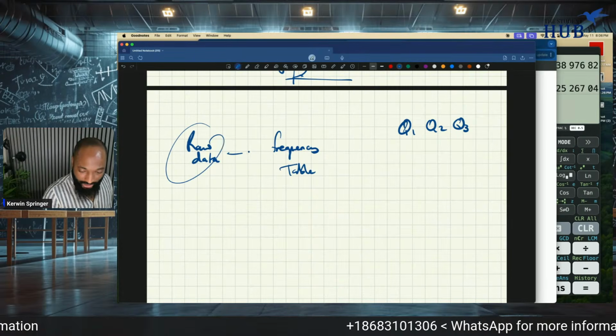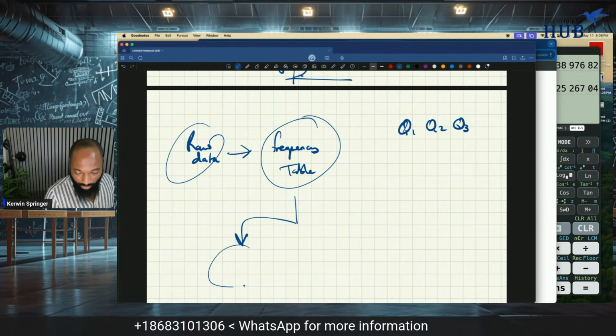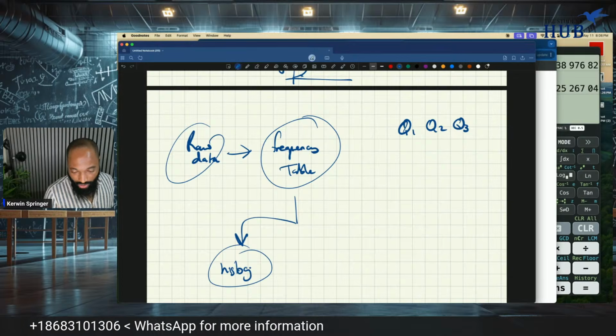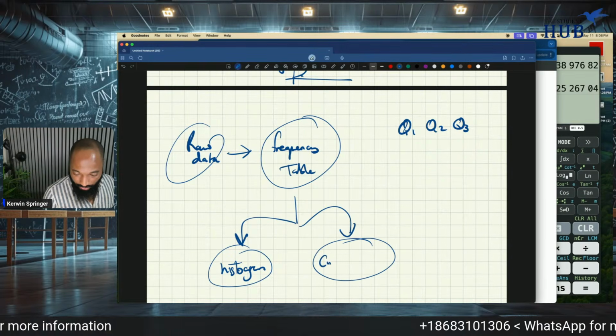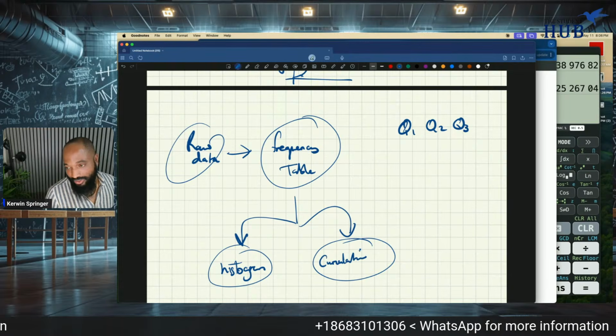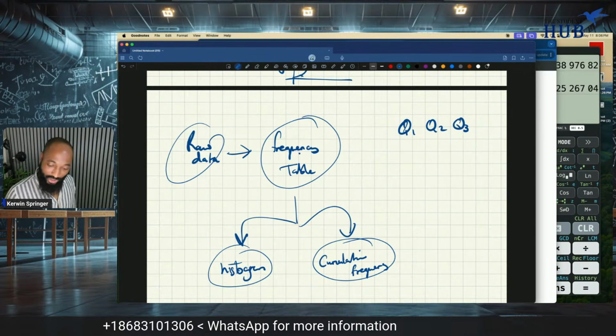I'm going to take the raw data and change it into a frequency table. And then I'm going to do two things. I'm going to make a histogram with it, and then I am going to make a cumulative frequency curve with it. So I'm going to do this. You all okay with that?